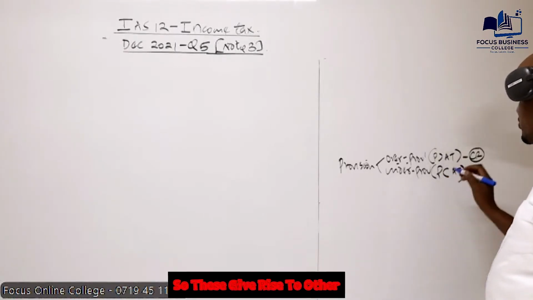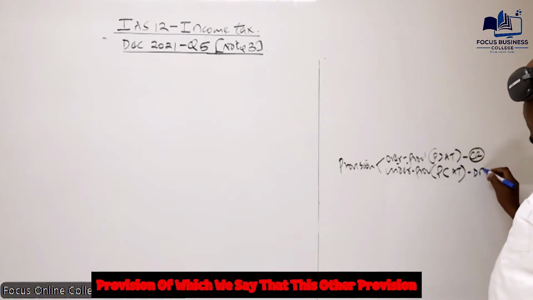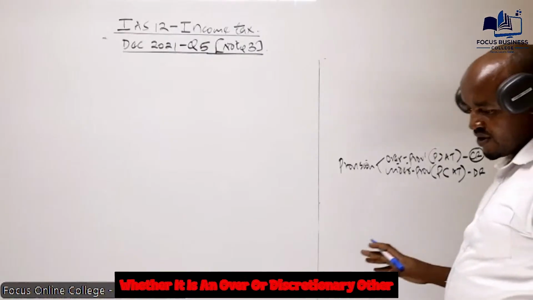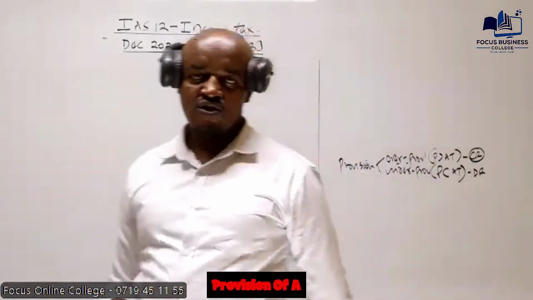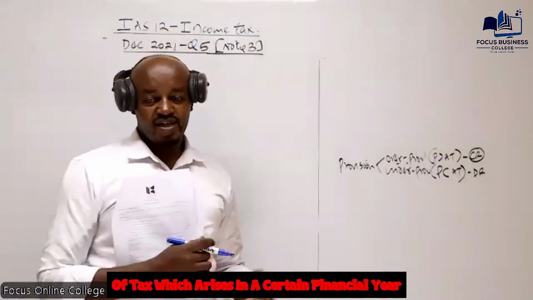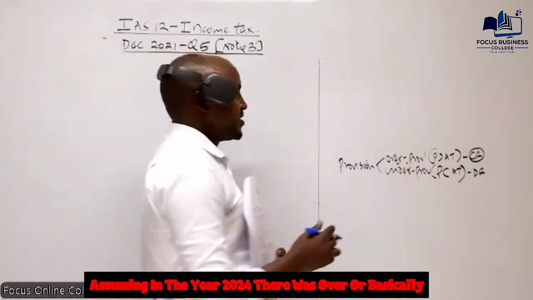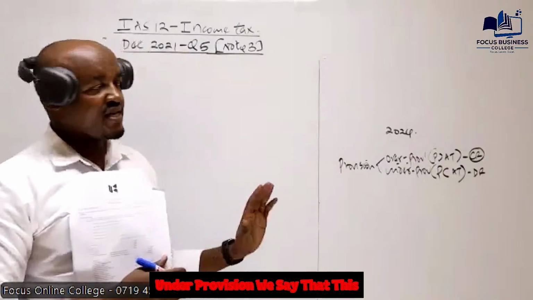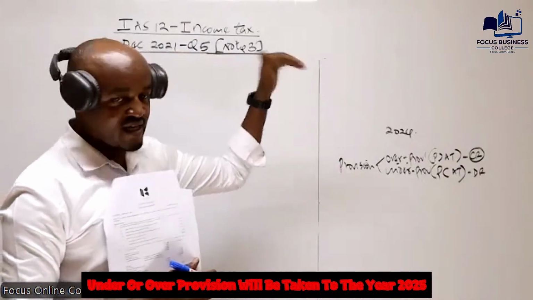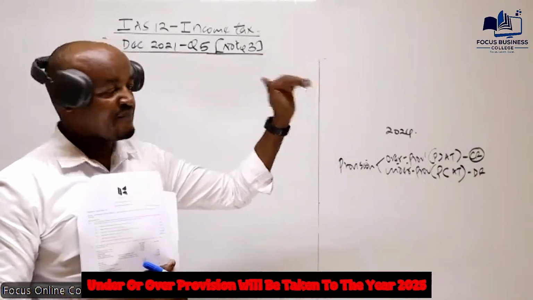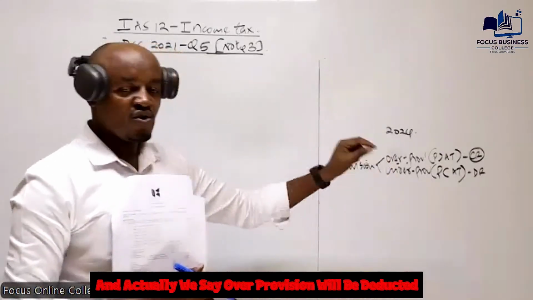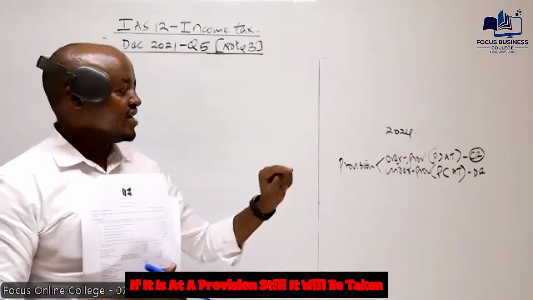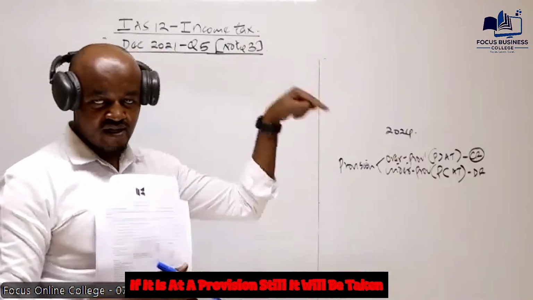So this gives rise to other provision, of which we say that this other provision in the trial balance will be having a debit balance. We say that whether it is an over or under provision of tax, which arises in a certain financial year, assuming in the year 2024 there was over or under provision, this over or under provision will be taken to the year 2025, and actually we say over provision will be deducted from the estimated tax liability for 2025. If it is under provision, still it will be taken to the year 2025.